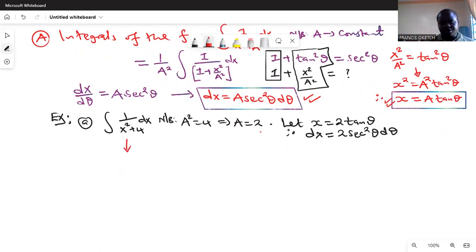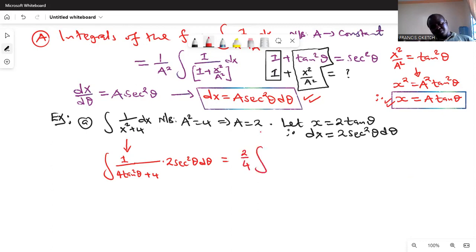Our integral will now be the integral of 1 over, now we know x is equal to 2 tan theta. If you square that, you get 4 tan squared theta. There's another plus 4. And we also replace dx by 2 sec squared theta d theta. You see in the denominator, I can see there's 4 common. And in the numerator, there's 2. So it's like there's 2 in the numerator and 4 in the denominator. So this can now be written as 2 over 4 outside.